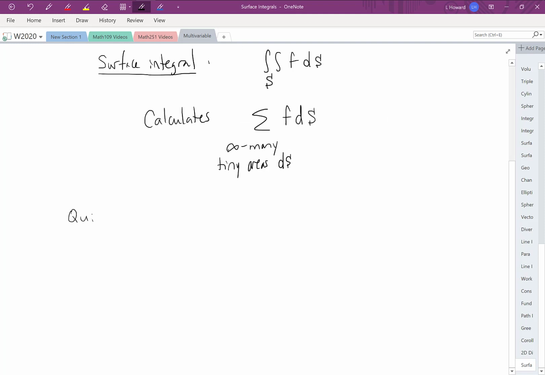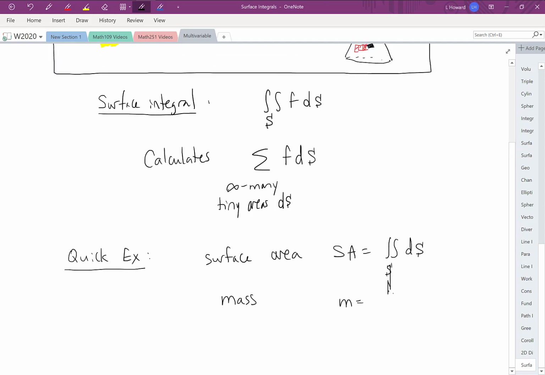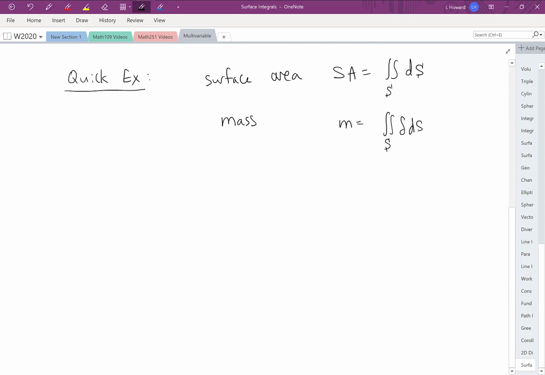Let's do a quick example to see what we can use surface integrals for. We've already seen in an earlier video how to calculate surface area for a surface. We call that SA. That's just going to be the double integral over our surface of d capital S. We could also calculate the mass of our surface. We could say mass is the double integral over S of the density times d capital S.